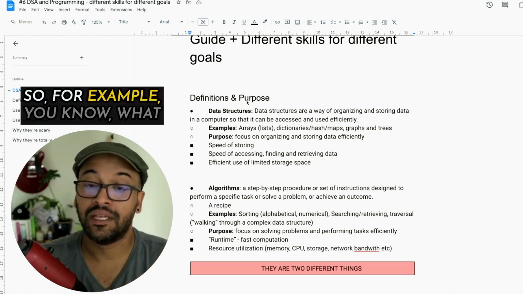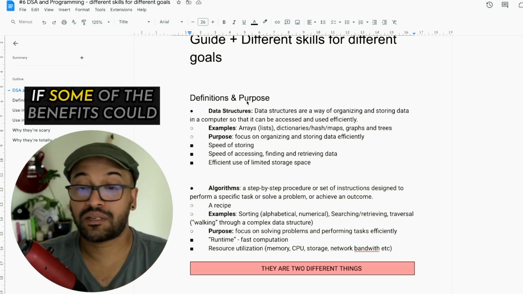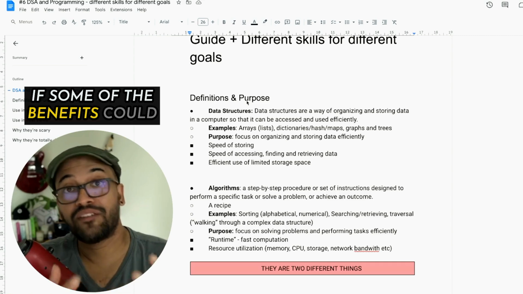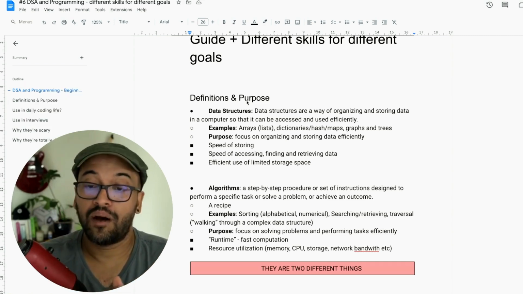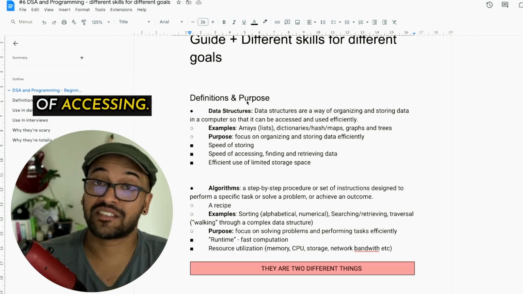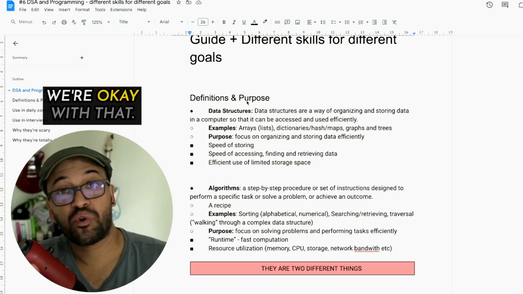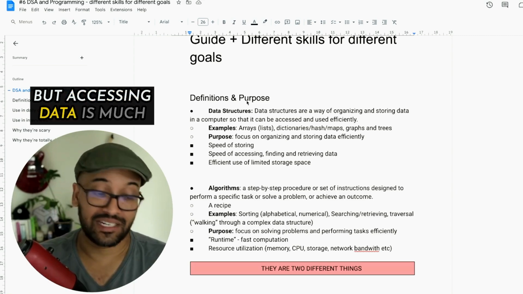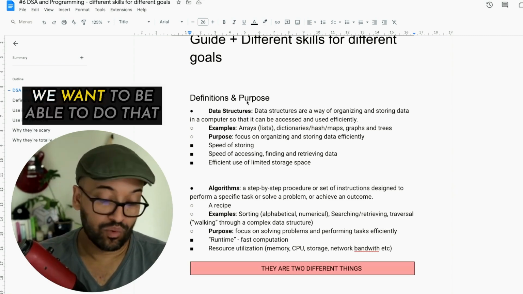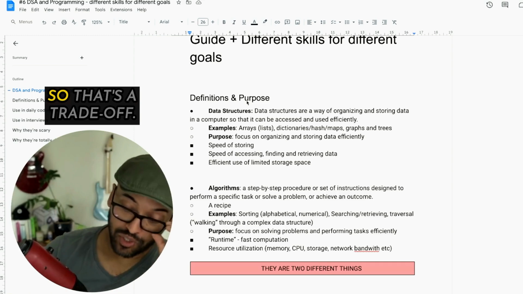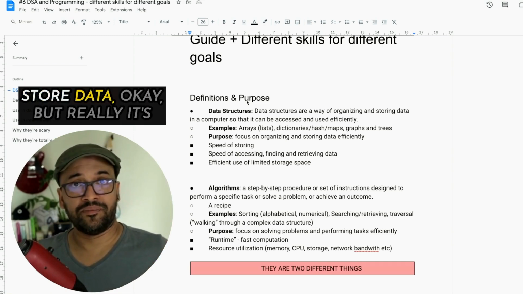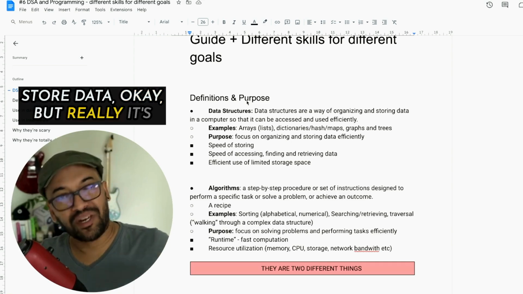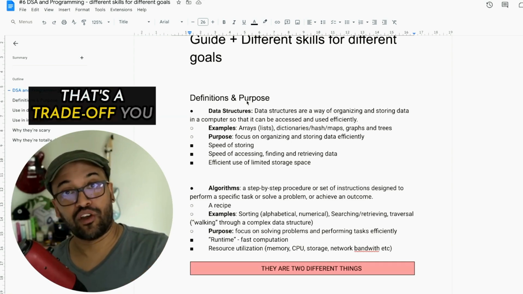Okay, so for example, we need to take into account the speed of storing, or it could be the speed of accessing. Storing data can take more time, we're okay with that, but accessing data is much more critical. We want to be able to do that really fast. So that's a trade-off. Maybe there's a data structure that helps you store data, but really it's optimized for retrieving data. That's a trade-off you want to make.